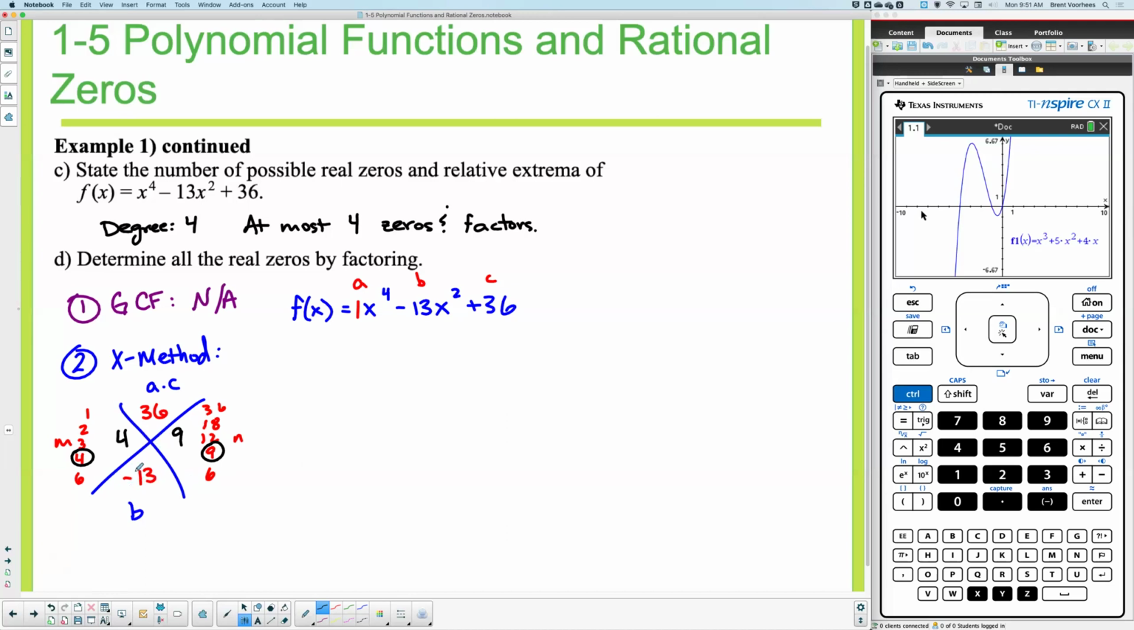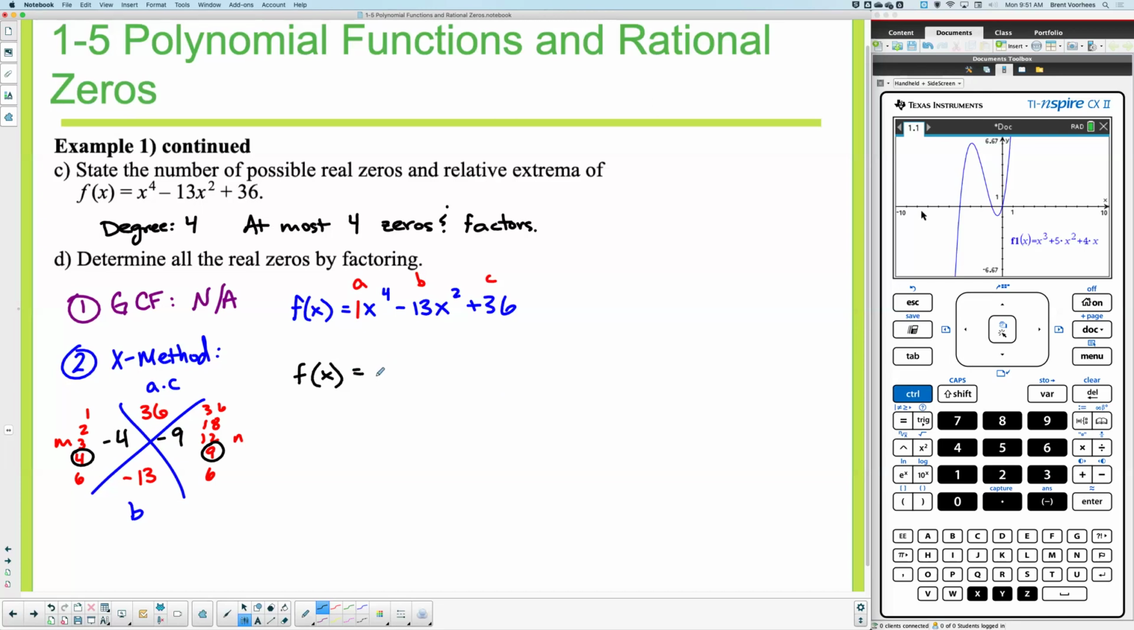Now, what would make them add to be a -13? What combination of negatives? One negative, this one negative, or both of them negative? Both negative. Now check it. Is -4 times a -9 positive 36? So we did it right. Okay, great. So this one, what you do is you rewrite it out.